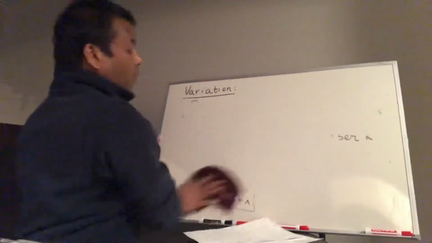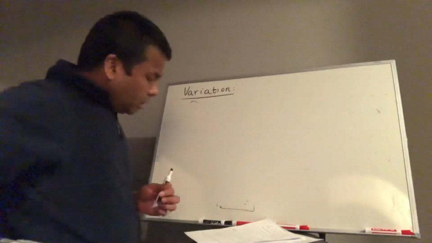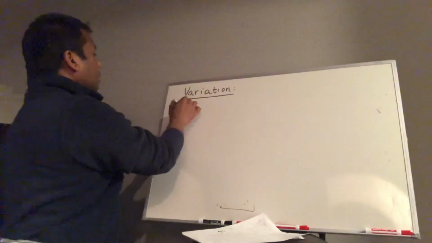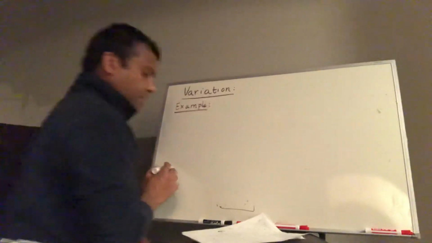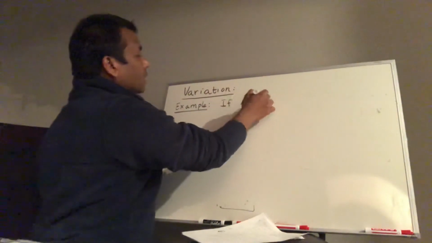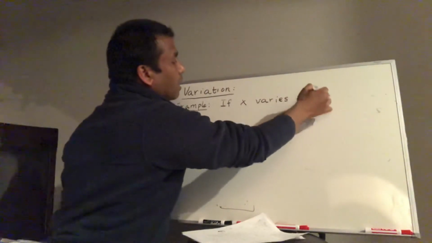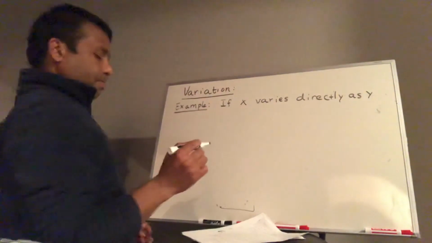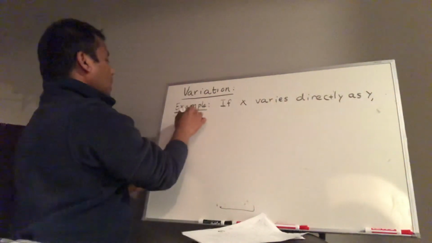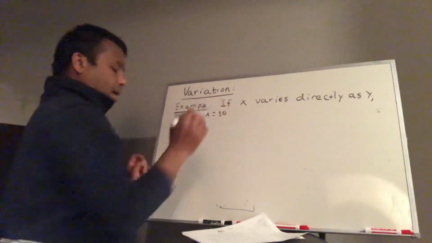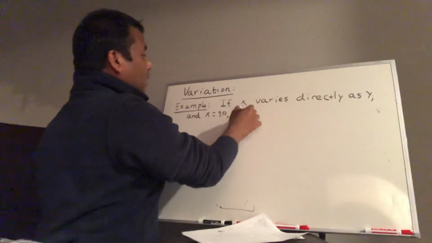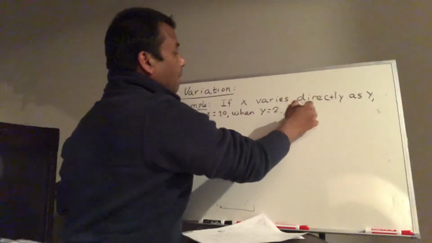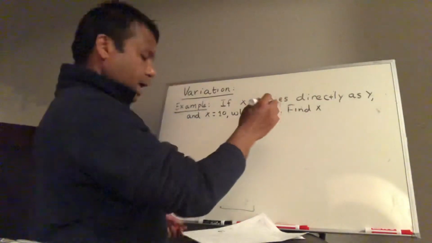So let us do one example. Okay? So let's say, if this is the example, if x varies directly as y and x equals 10 when y equals 2, find x when y equals 7.